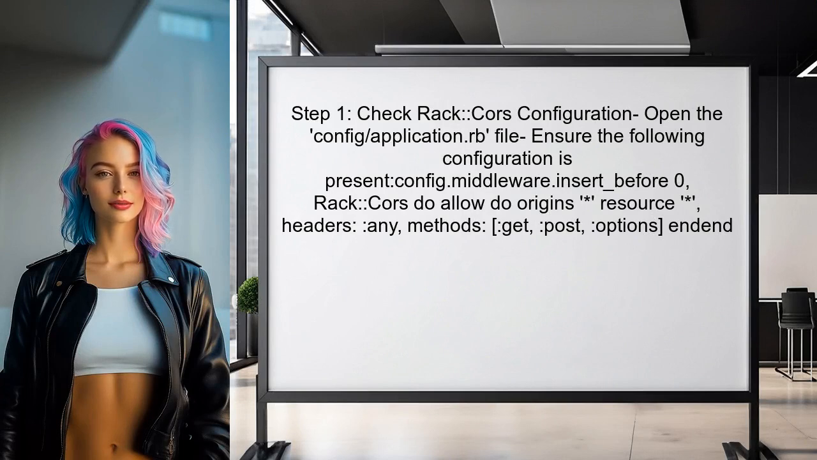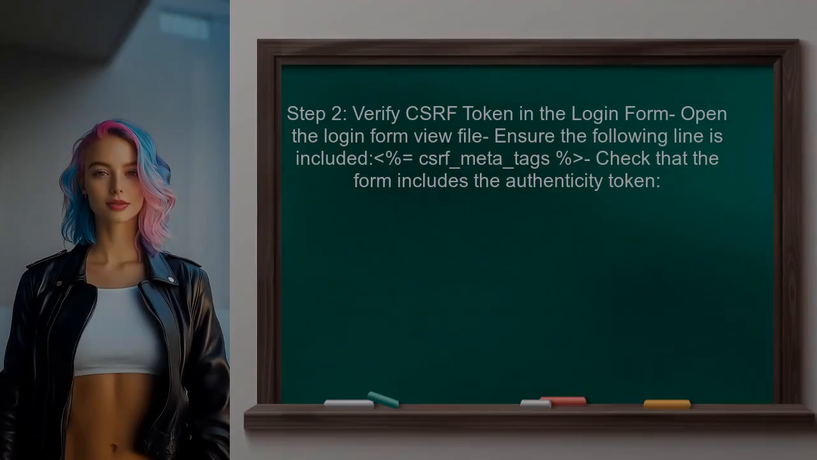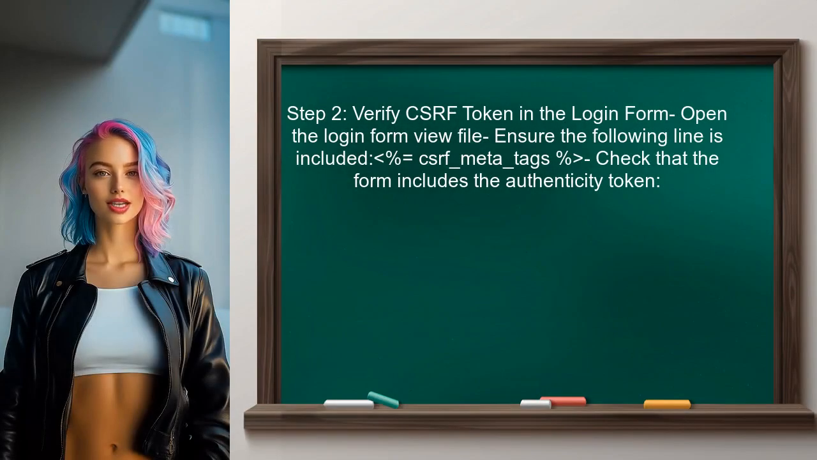To address the issue with the CSRF token in the Rails app, the user should first check the configuration of the rack CORS gem. This is crucial for ensuring that the application can handle cross-origin requests properly. Next, the user should verify that the CSRF token is being included in the login form. This can be done by checking the form's HTML to ensure the authenticity token is present.